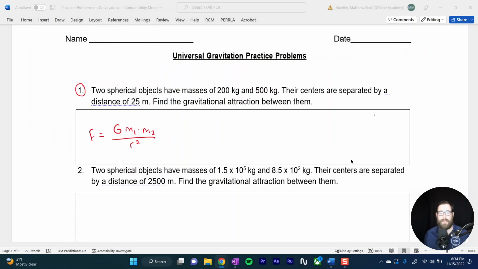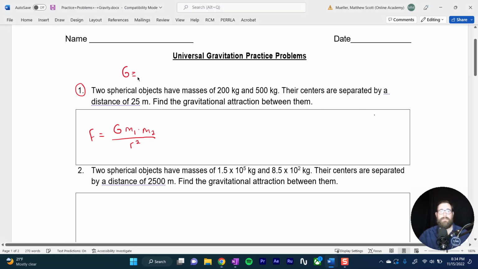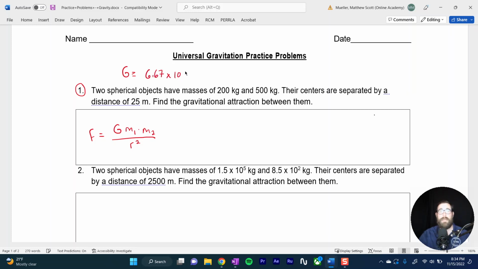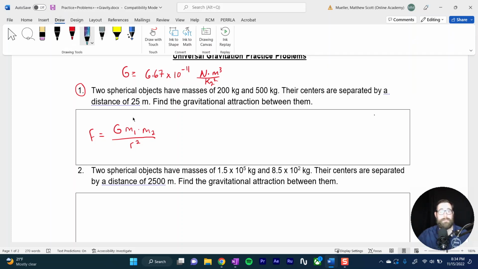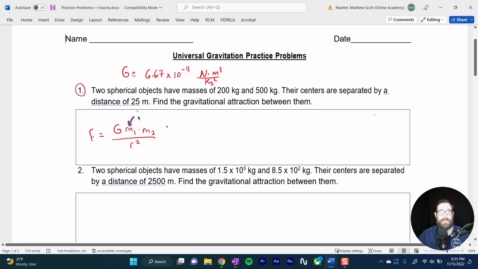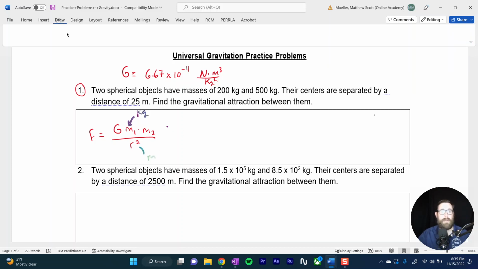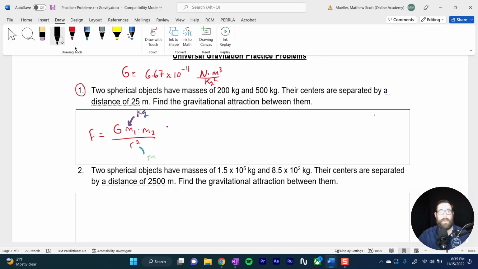Okay, a couple notes here. The G is a constant, and that value is always equal to 6.67 times 10 to the negative 11th newtons meters cubed per kilograms squared. That's our units for that. So that also tells you what the units of your items should be. That tells us that our m's here should be in kilograms and r should be in regular meters. Okay, so we do have to be aware of our units.